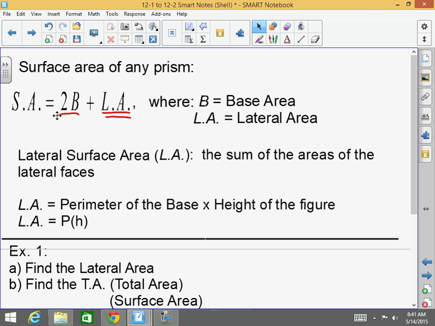Because again, you know me, I don't like to just say, this is the formula, use it, too bad. I want you to understand where this formula is coming from because it's going to make you a much more powerful problem solver. So does that make sense? I've got to find the surface area of any prism: 2 times base area plus lateral area, which is perimeter of the base times height.